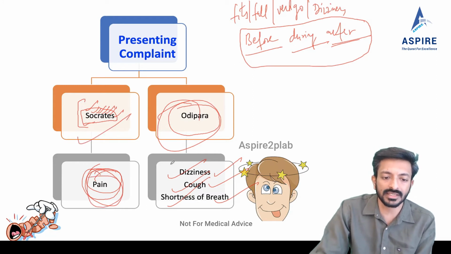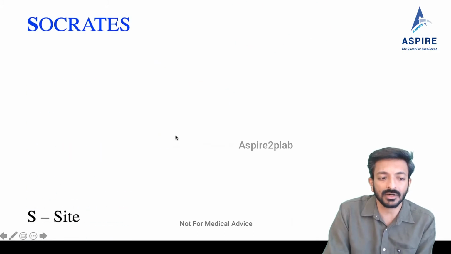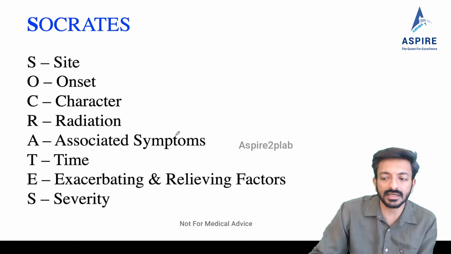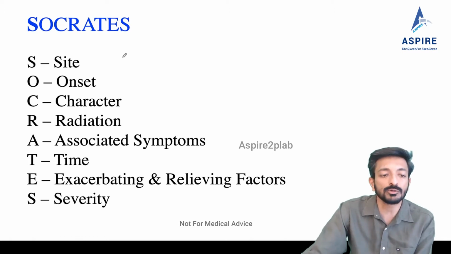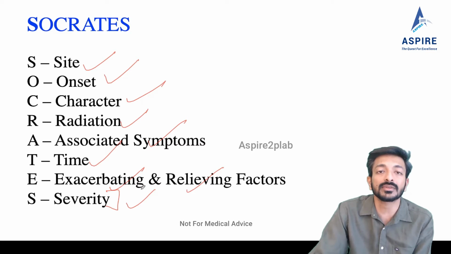Pain is SOCRATES, other than pain is OPQRST. Right, so let's discuss these in a bit more detail. What is SOCRATES? SOCRATES is a mnemonic for pain. Worldwide we use this mnemonic. It's site, onset, character, radiation, associated symptoms, time, exacerbating and relieving factors, and the severity of the pain.